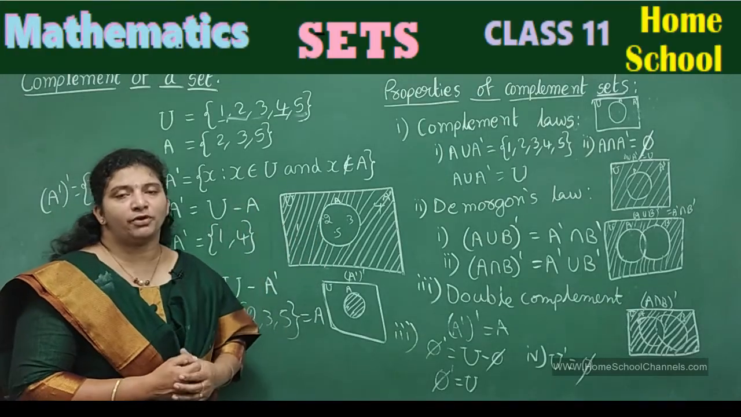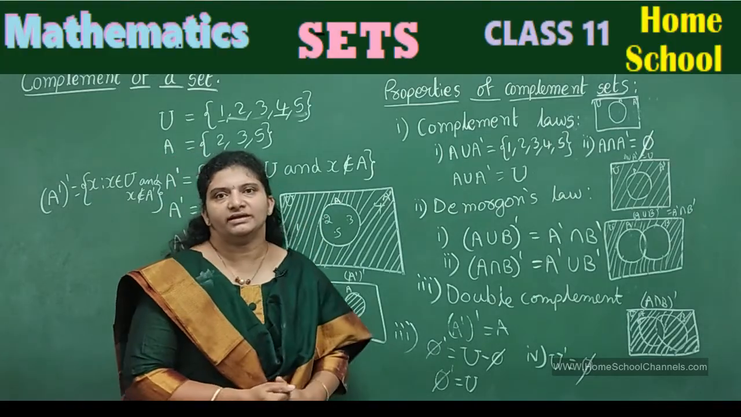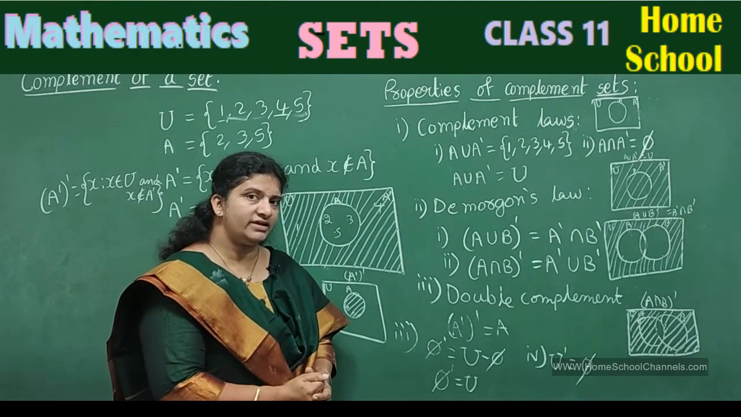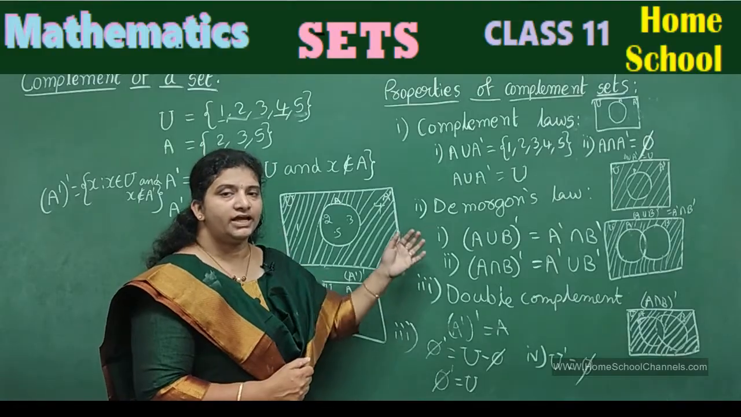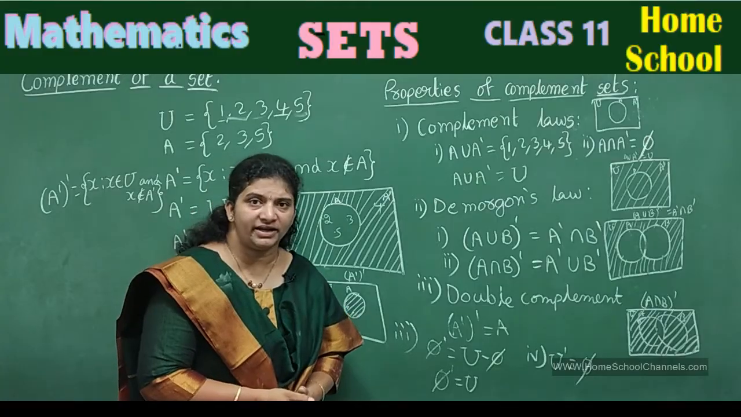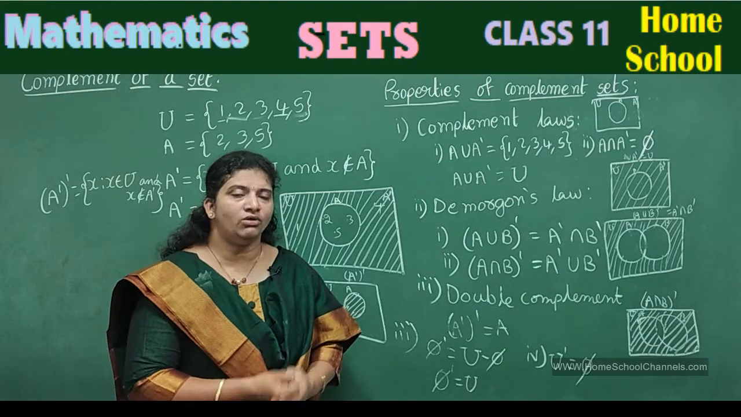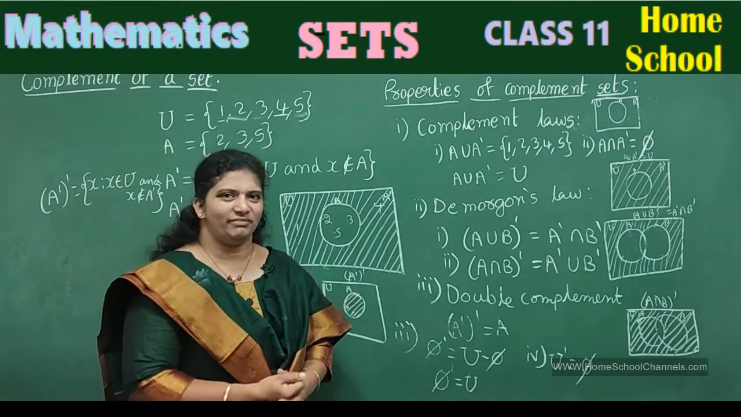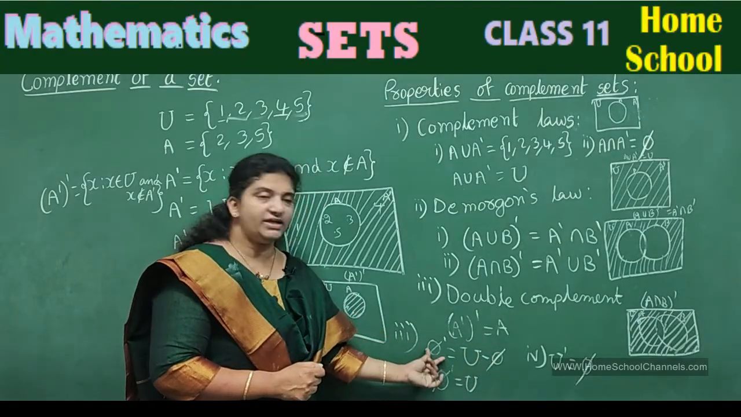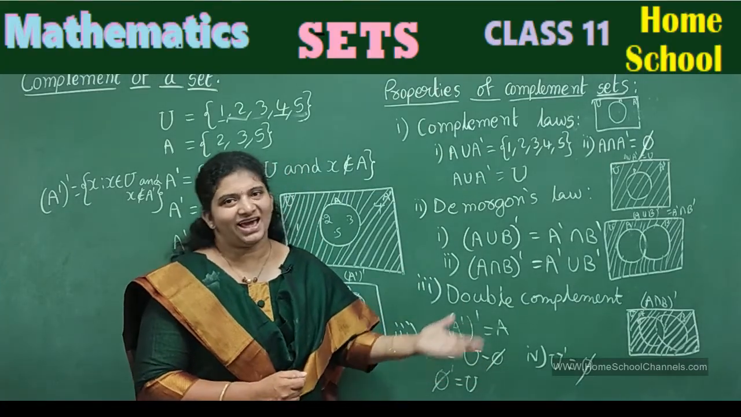And then we have discussed the properties of complement sets. Complement laws: A union A complement is equal to universal set U. A intersection A complement is equal to null set. De Morgan's laws: A union B whole complement is equal to A complement intersection B complement. A intersection B whole complement is equal to A complement union B complement. And A complement whole complement is equal to A. Empty set, null set complement is equal to universal set, and universal set complement is equal to null set.